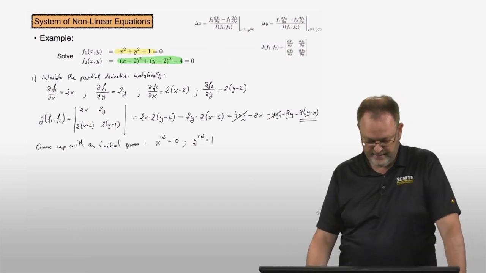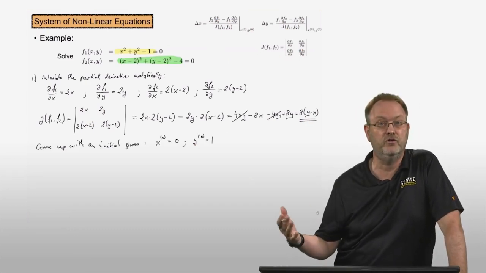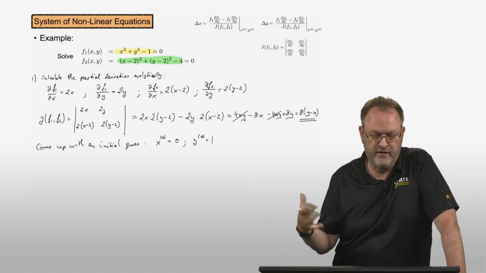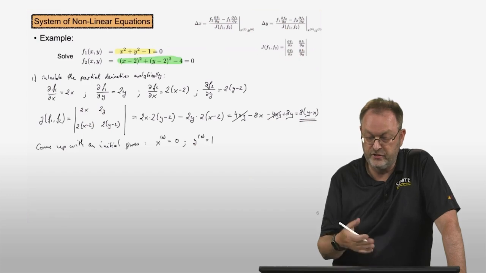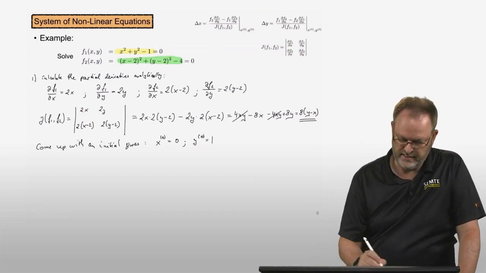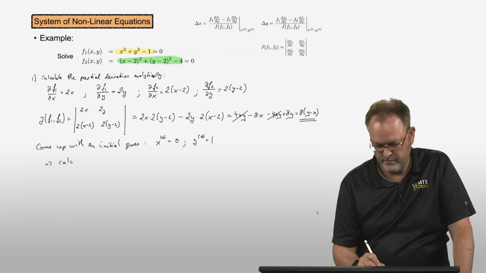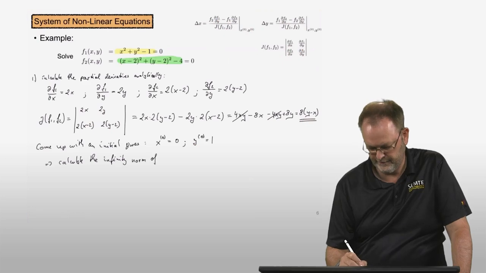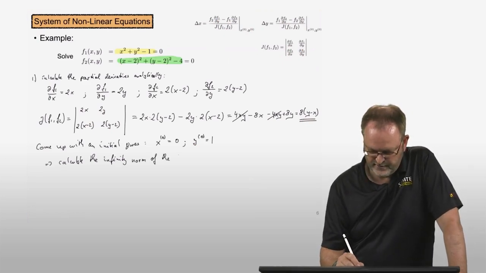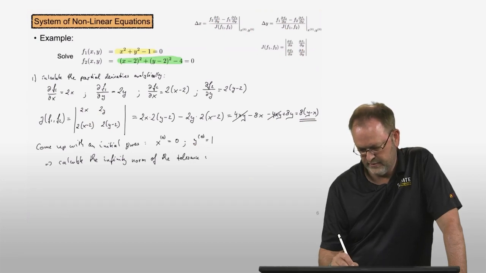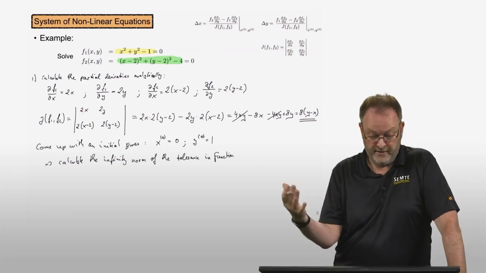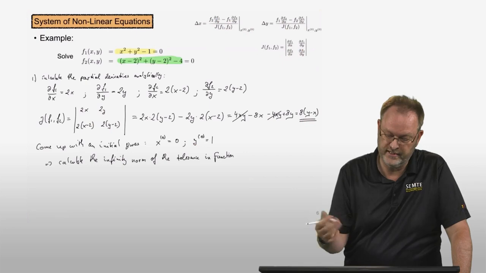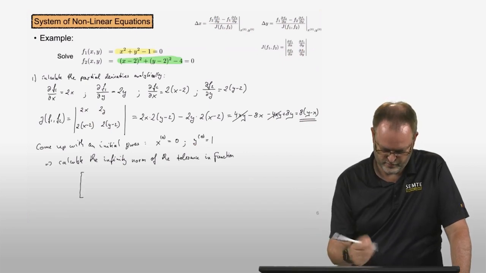And just for practice, let me calculate the infinity norm of the tolerance in function, just to get a feel of how well this initial guess actually solves these two equations. Okay, so we have two functions, right? So therefore, the tolerance in function will be a vector. So what will that vector be?